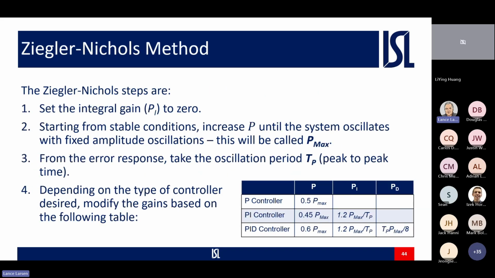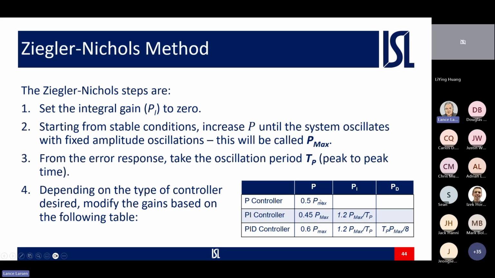The Ziegler-Nichols method steps are fairly simple. We set the integral gain to 0. Then, starting from stable conditions, we increase our proportional gain until the system oscillates with fixed amplitude oscillations. This will be called our Pmax. Then from the error response, we take the oscillation time period, which will be this TP value, and then we just adjust our control values based on this table.